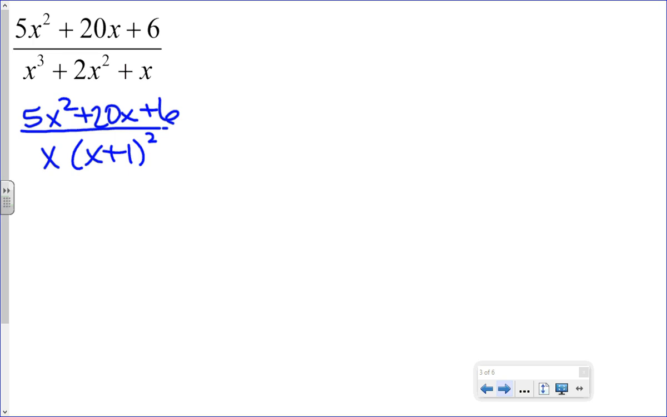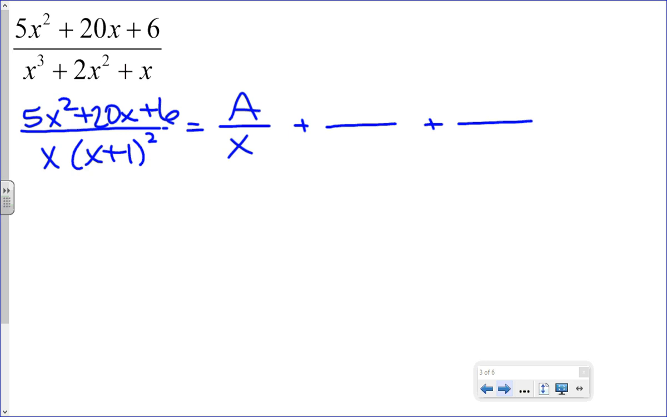What case is this? We have a repeated factor. So let me ask you this question. How many factors do we have in the denominator? We have 3, which means we're going to have a sum of 3 fractions. Our first factor is x. Since it's linear, we'll put a constant upstairs.